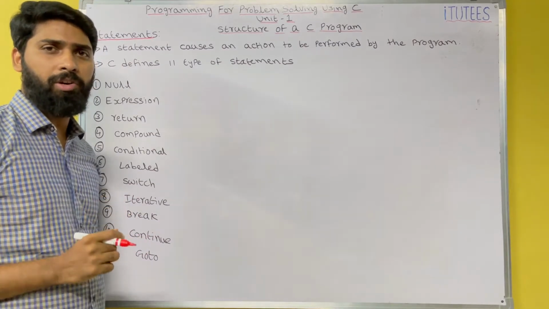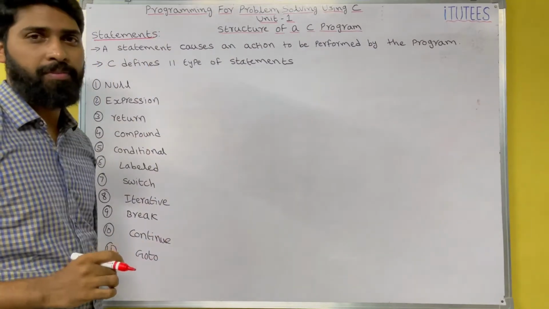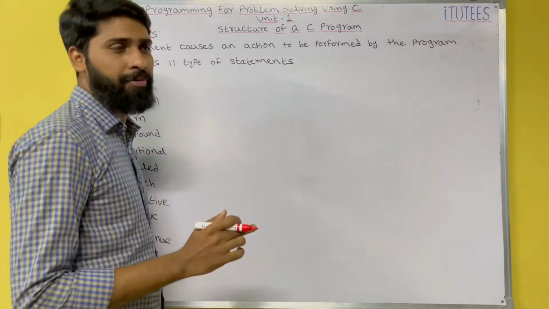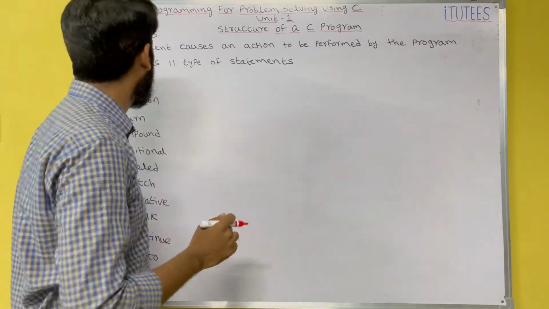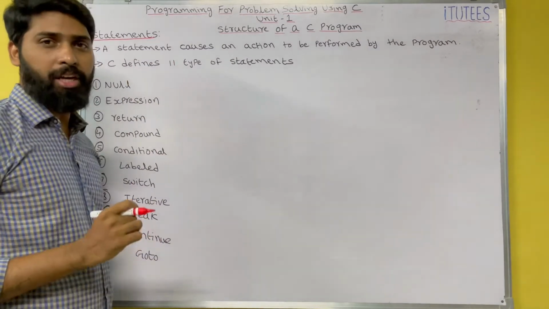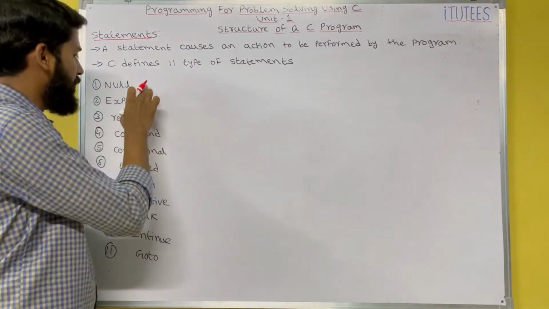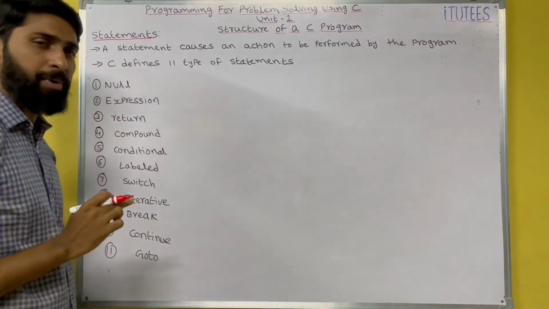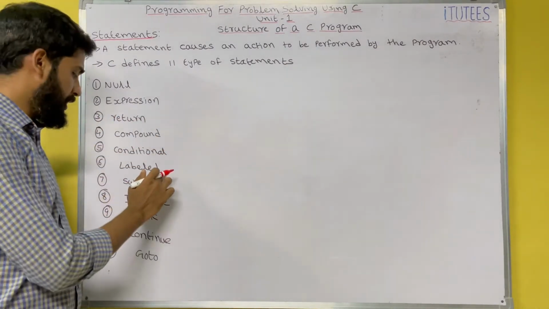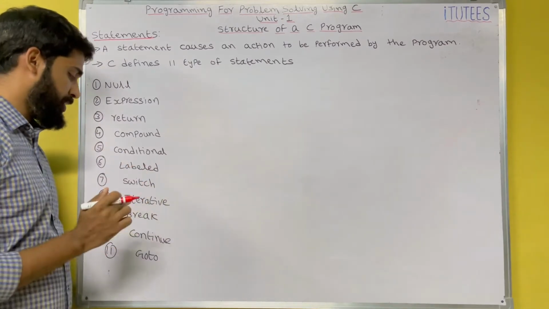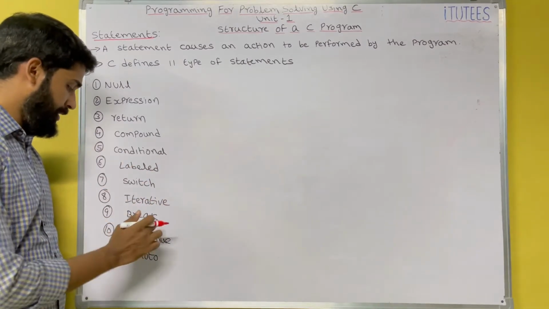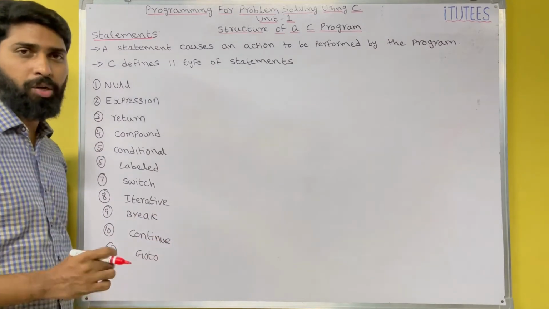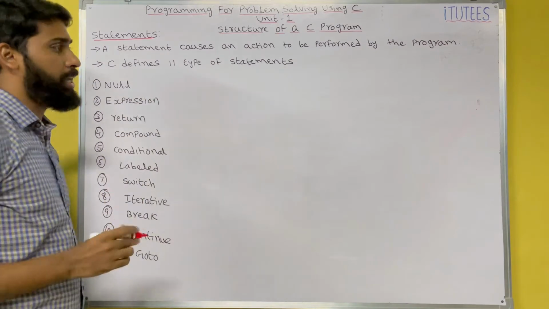In this class we are going to learn about statements. So what is a statement? A statement causes an action to be performed by the program. C defines 11 types of statements. One is null, second one is expression, third one is return, fourth one is compound, fifth one is conditional, sixth one is labeled, seventh one switch, eighth one iterative, ninth one is break, 10th one is continue, 11th one is goto. So first we see the null statement.